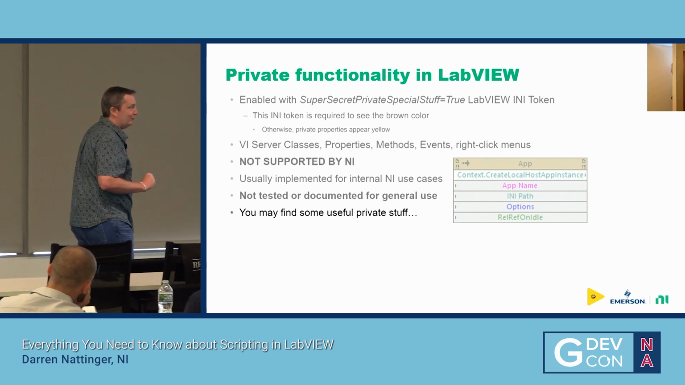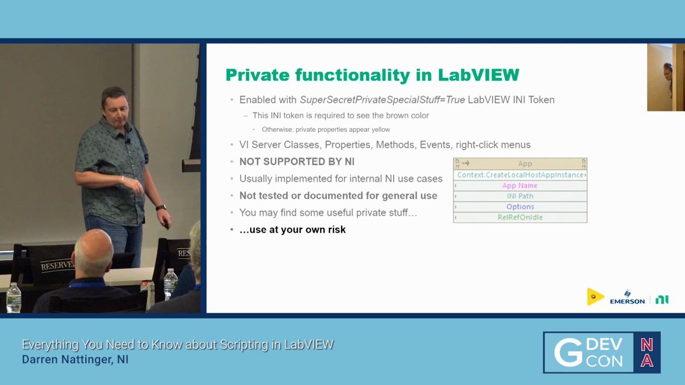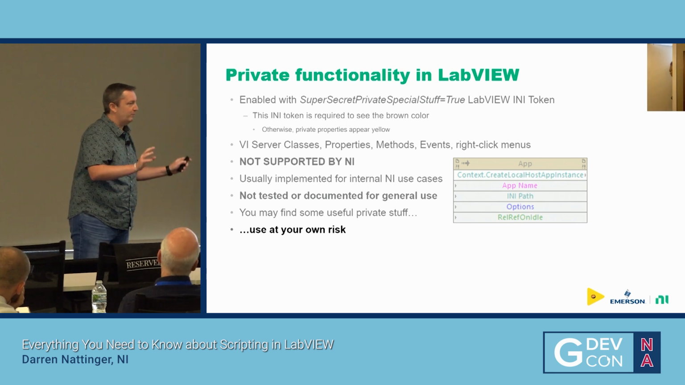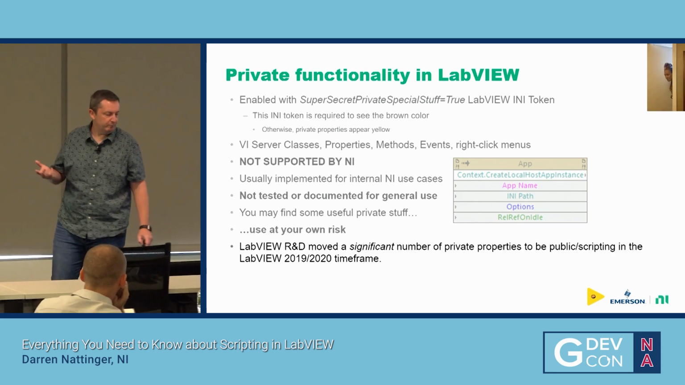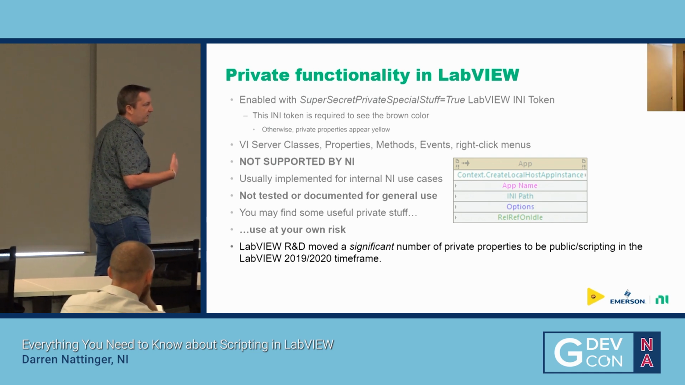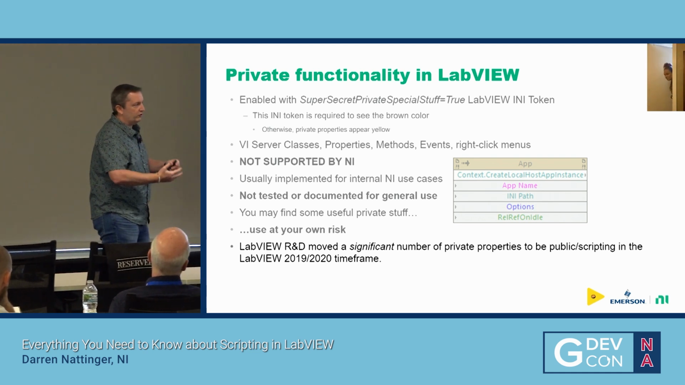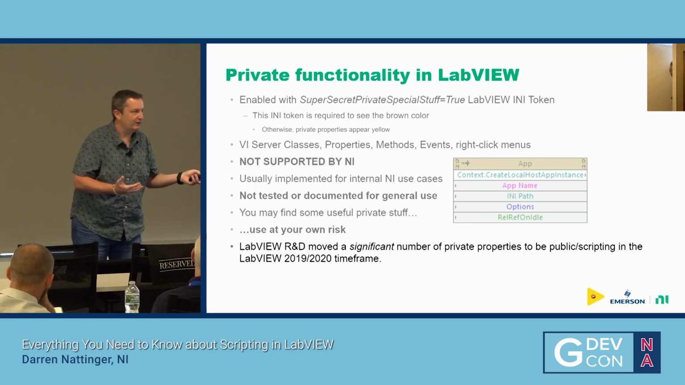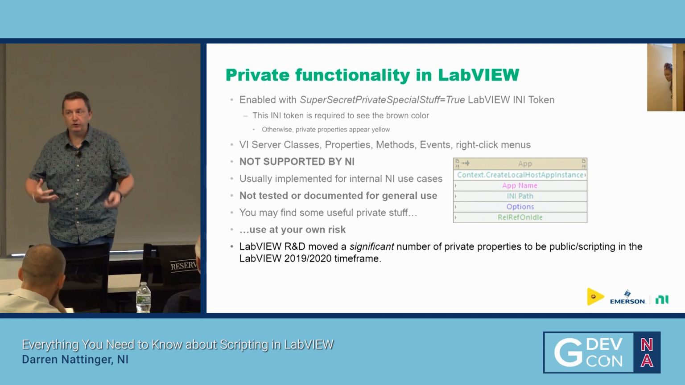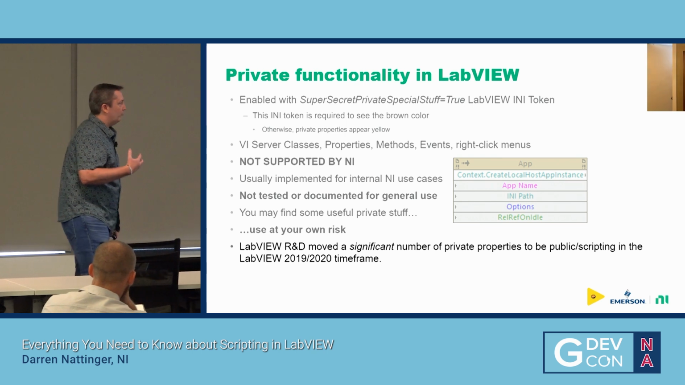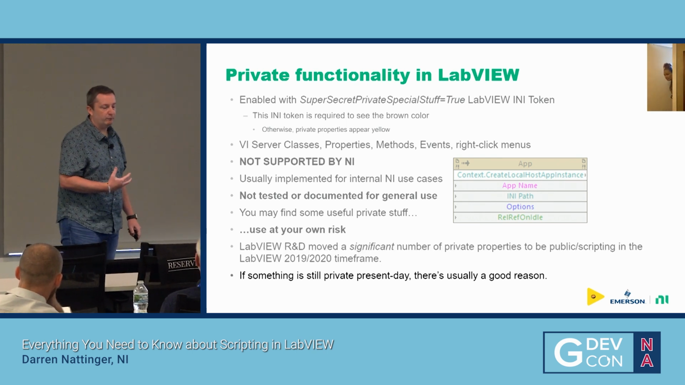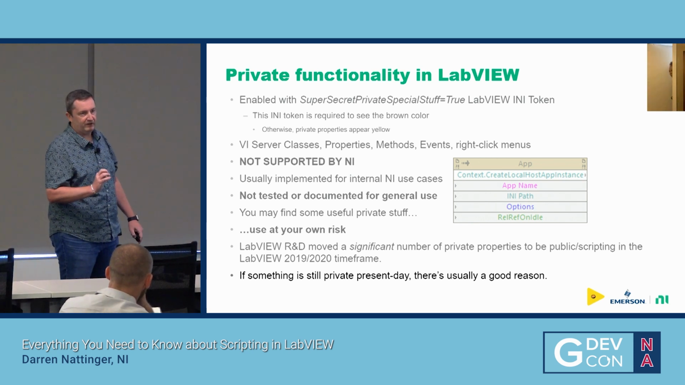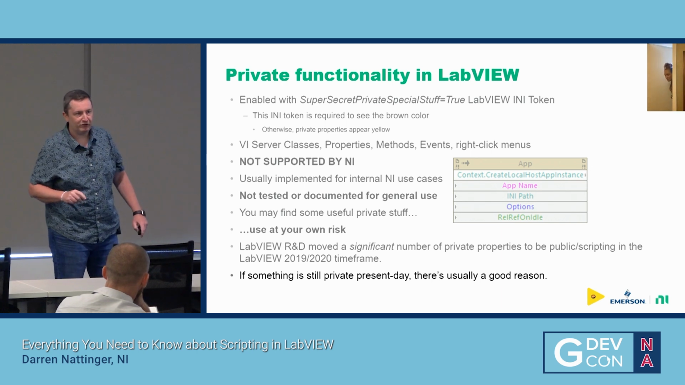However, you might find some useful private stuff in there. Clearly somebody did. Use those private properties and methods at your own risk because, again, not supported by NI. Now, a couple years ago, well, maybe more than a couple at this point, back in the LabVIEW 2019 and 2020 timeframe, LabVIEW R&D worked on basically shoring up a whole bunch of private properties and methods that we knew people were using out in the world to make them more useful for general use, to make them tested, to make them documented. We did a lot of that work back in the 2019, 2020 timeframe. If there's something that's still private present day, there's usually a very good reason that it is still private in LabVIEW at this point. Norm, you can ask me questions later, all right?